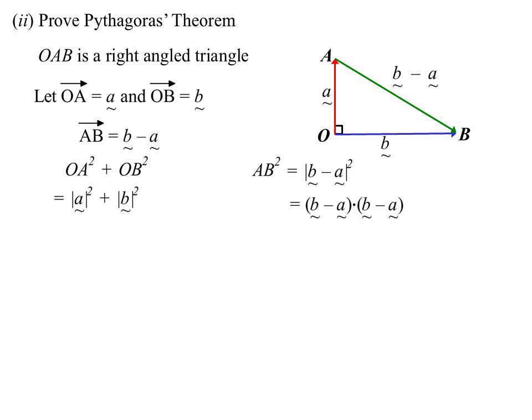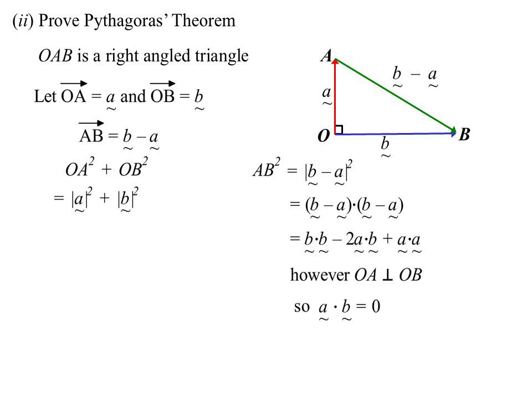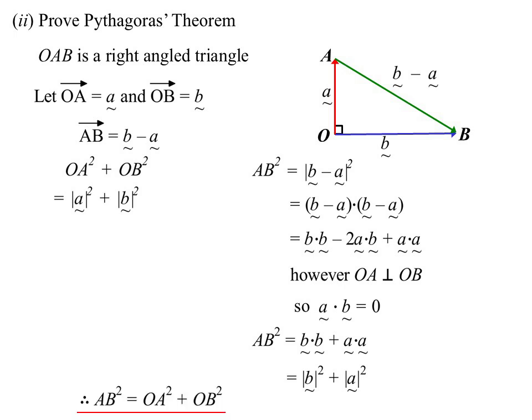Well, that's B minus A dot B minus A, which is B dot B minus 2A dot B plus A dot A. But hang on a sec, I know that OA is perpendicular to OB, so therefore this A dot B must be 0. Well, that means AB squared is B dot B plus A dot A. Well, let's go back to the other one. Well, that is the same, isn't it? Because B dot B is the magnitude of B squared, and A dot A is the magnitude of A squared. So indeed, those two things are equal, and we've proven Pythagoras' theorem.